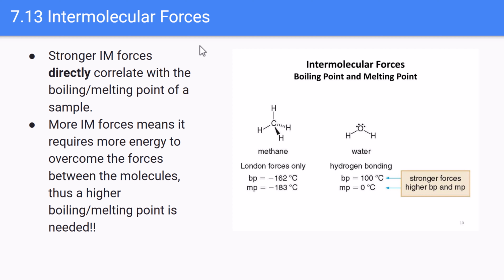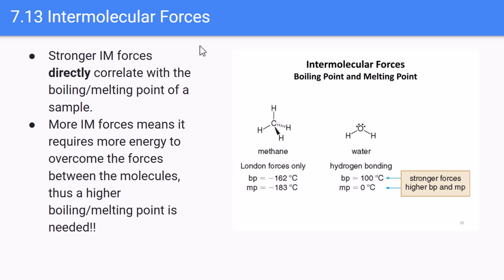So what we do with this information is we can correlate the strength of the intermolecular forces directly with the melting or boiling point of a sample. And simply put, the more intermolecular forces that are present means it requires more energy to overcome the forces in between the molecules to boil them or melt them, and thus resulting in a higher boiling or melting point.